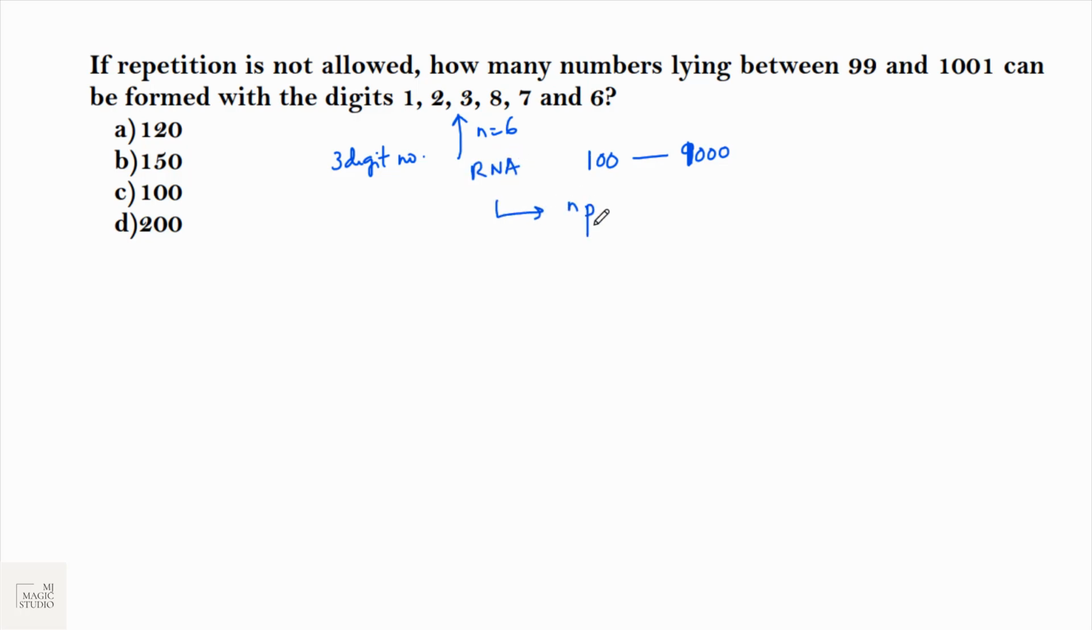Formula is straight away nPr, r is equal to 3. That's it. So 6P3, that is factorial 6 by factorial 3. 720 divided by 6 is 120. So if repetition is not allowed and all n digits are given where 0 is not included and we are looking for a 3 digit number, the formula will be simply nPr, 6P3, 120 numbers can be formed. Option A is the pick.